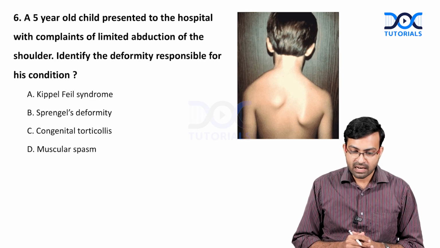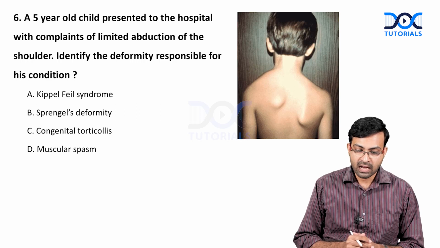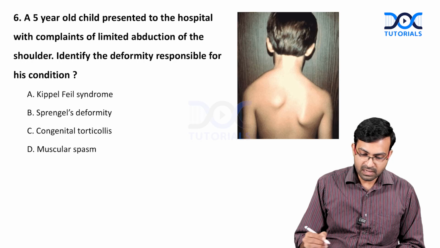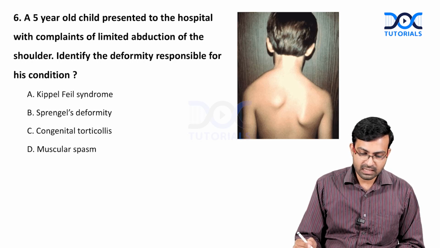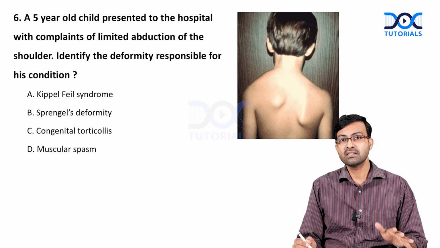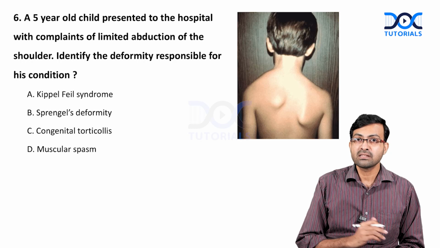A 5-year-old child presented to the hospital with complaints of limited abduction of shoulder. Identify the deformity responsible for his condition. Is it Klippel-Feil syndrome, Sprengel's deformity, congenital torticollis, or muscular spasm? This is actually a previous year question, isn't it? Has been repeated twice now. So can you tell me what is the problem here?